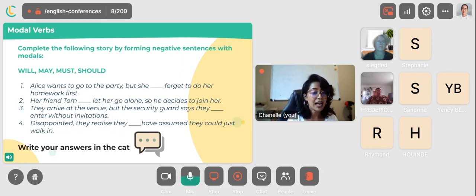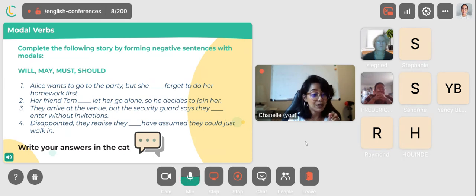So we are going to try to complete the following story by forming negative sentences with will, may, must, and should. So let's write our answers in the chat. Alice wants to go to the party, but she forget to do her homework first. So we needed negative.